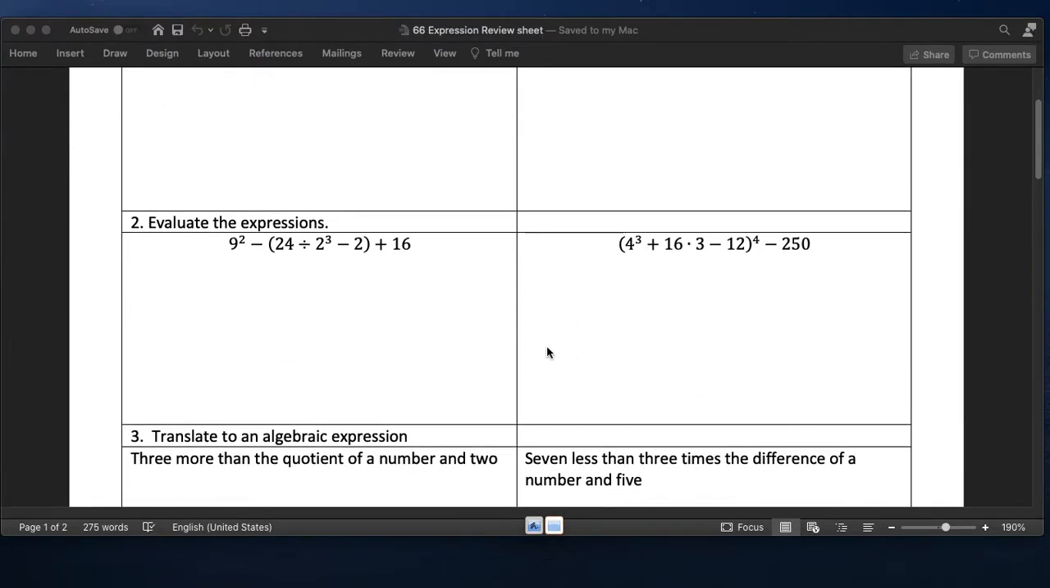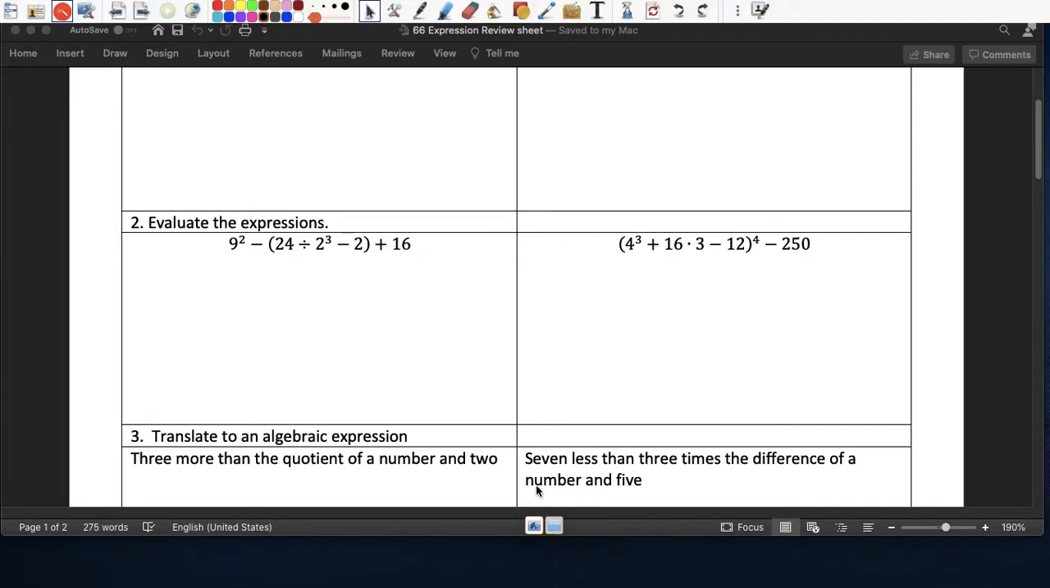Now order of operations. So we did this in class, but I'll do it again. So we're going to do the parentheses, inside the parentheses first. So let's pick a nice color. So I'm going to do these guys first.